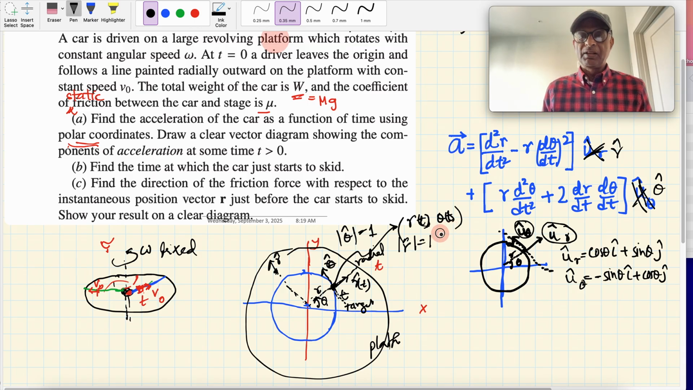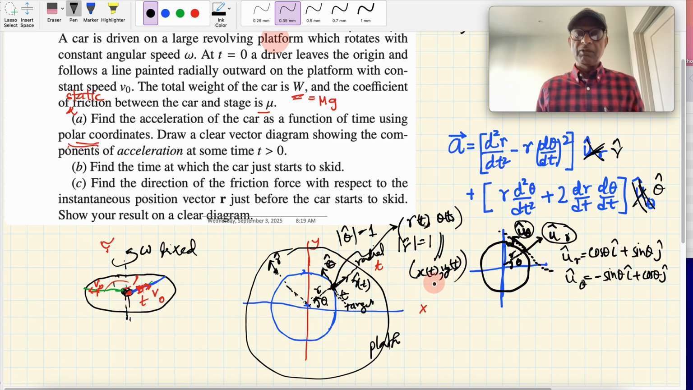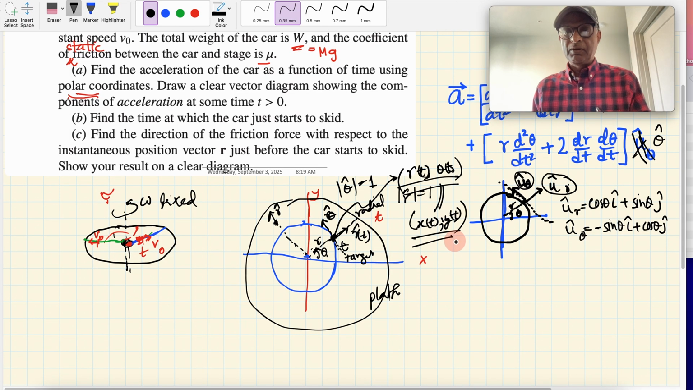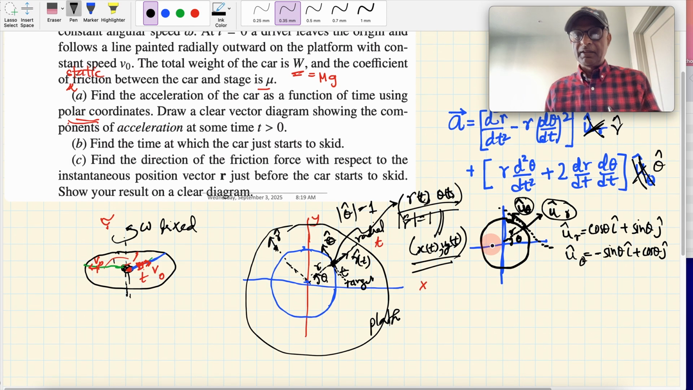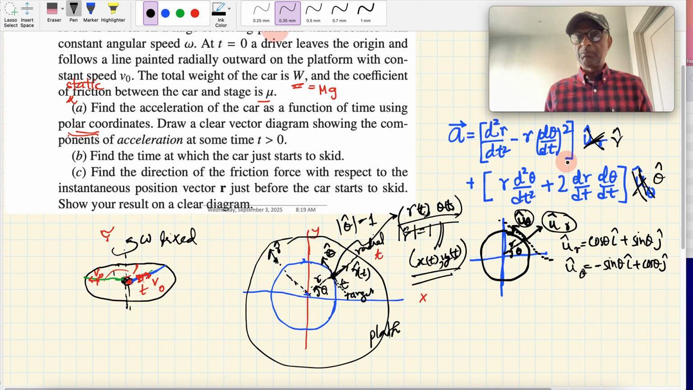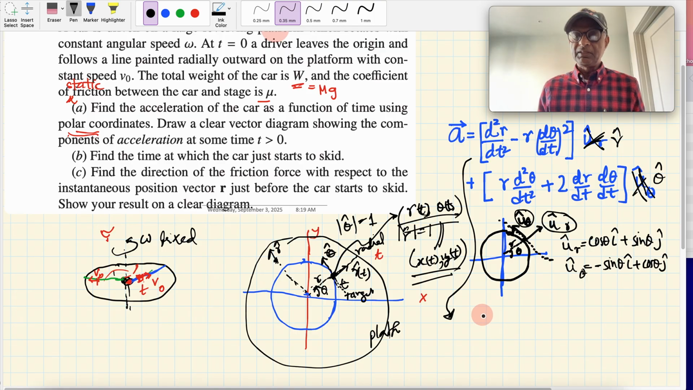So which is the same thing as x of t, y of t in Cartesian coordinates. But we're not going to use this, we're going to use that. So let's see. If you work out the acceleration, I'm not going to show this. So rather than remembering all these derivatives, what you better remember is a dot.